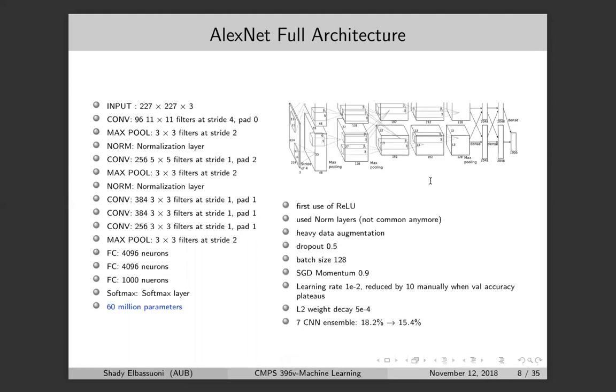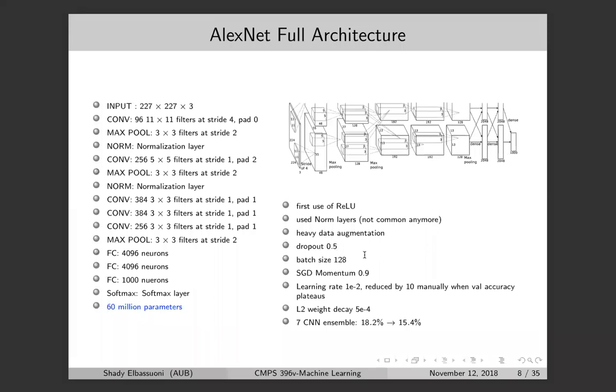One of the interesting things about AlexNet was the first use of ReLU. So they're the ones who introduced the rectified linear unit. They used norm layers, similar to LeNet, but it's not common anymore. So nobody uses this normalization layer anymore. It used heavy data augmentation, and we're going to talk about what it means. Dropout of 0.5. So as a regularization technique, they used dropout.